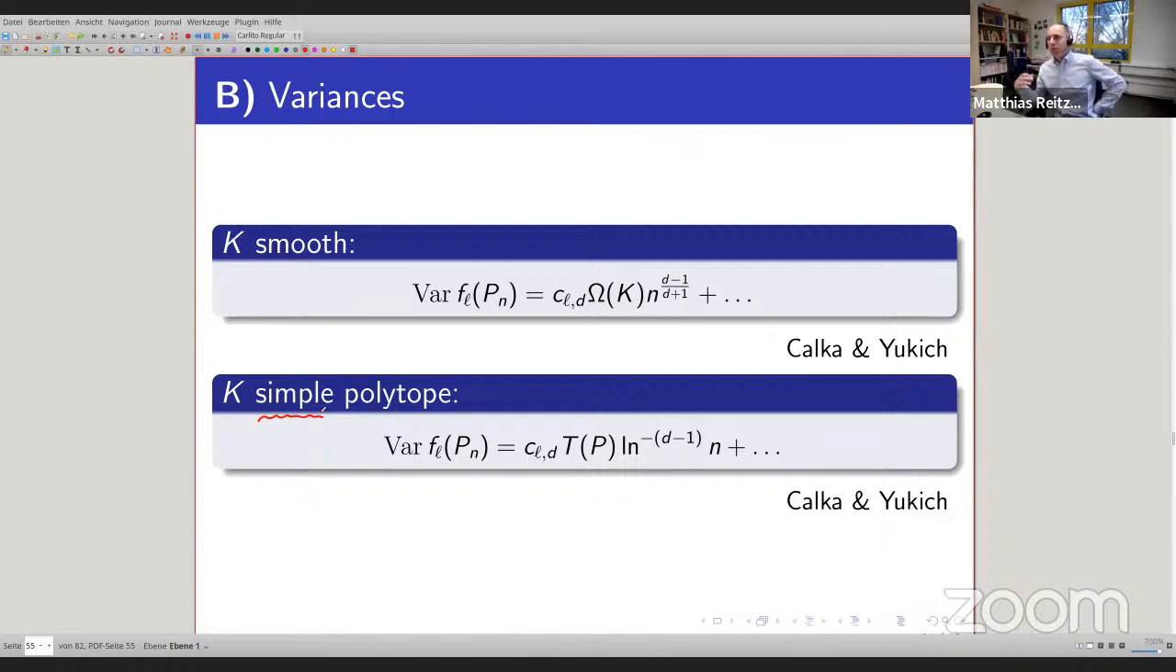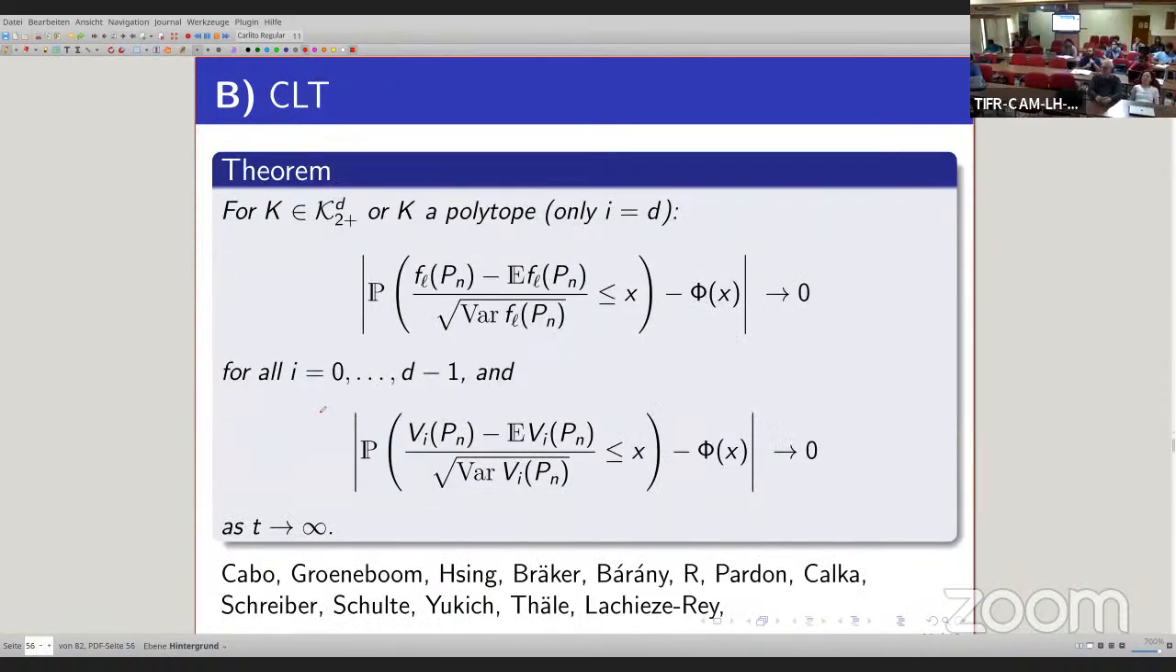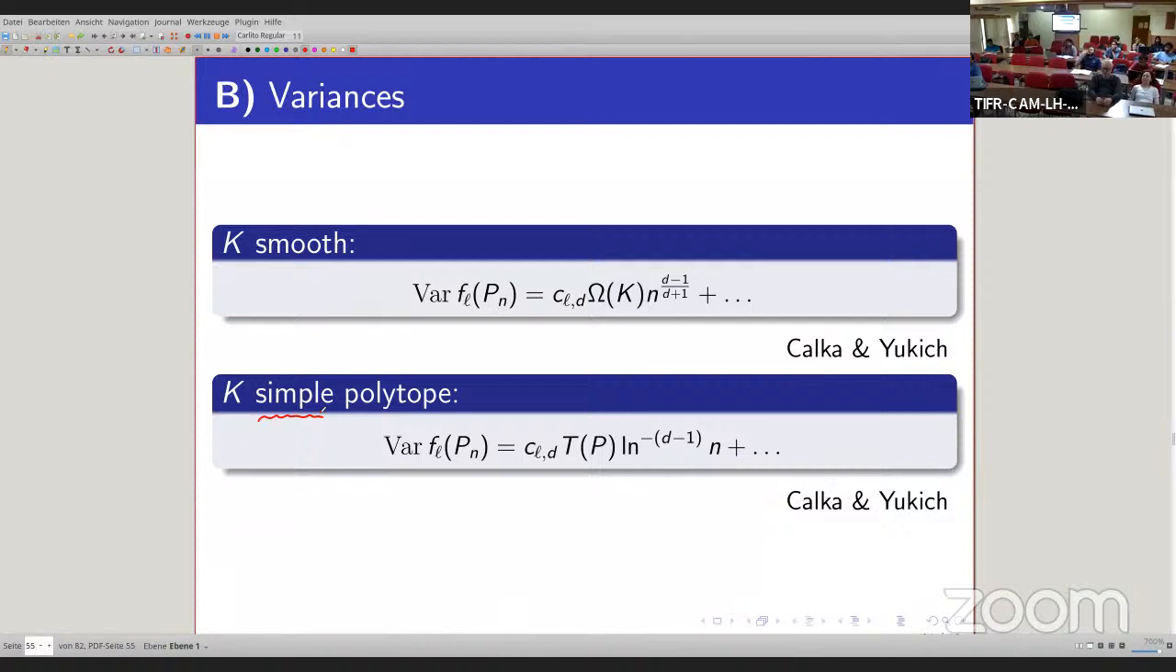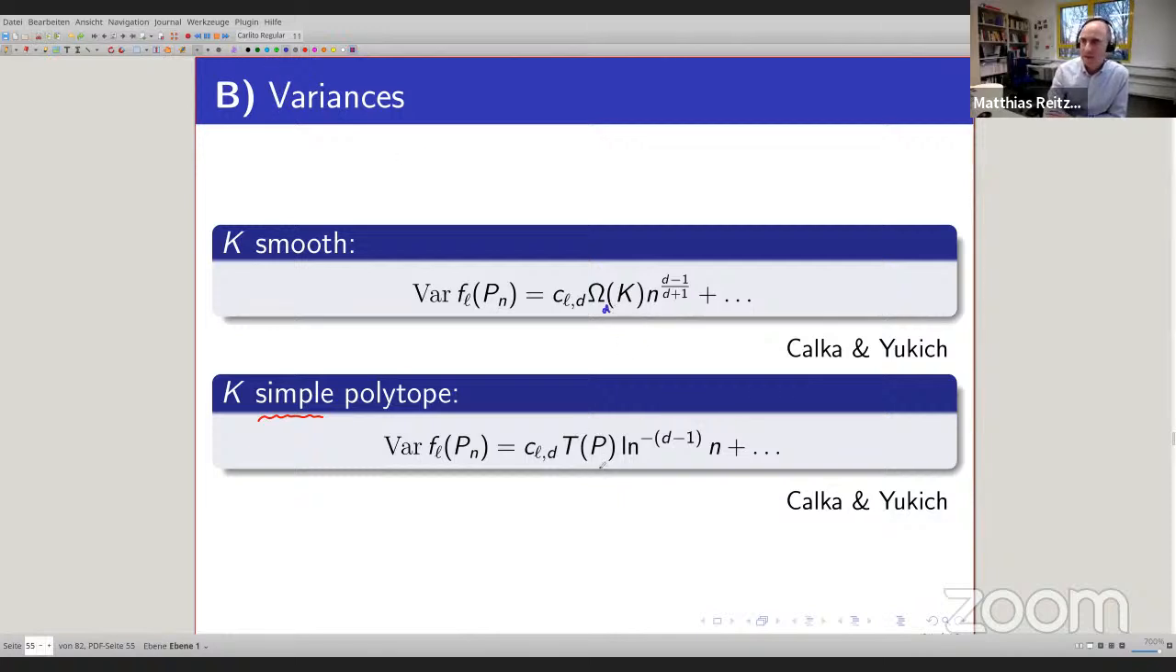Okay, and the next step, if you know the variance, is that you prove central limit theorems. In the last, the constant omega k, is it the same as that in the expectation? So this omega is again the affine surface area here, and this T of P is again the number of towers or chains of K. So the constant here is different. Okay. So the constant is not the same as for the expectation, but the affine surface area is the same. Oh, okay. So only the dimensional constant changes between the variance and expectation. Yeah. So the constants differ, otherwise they are the same.